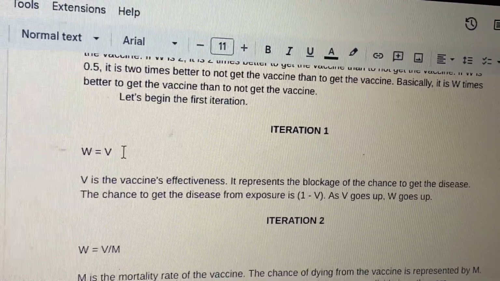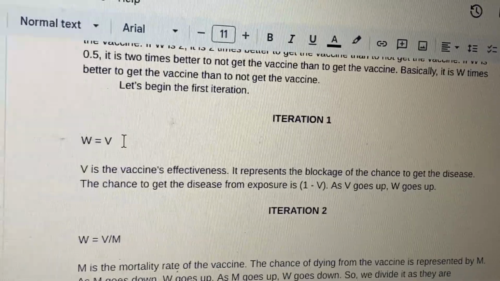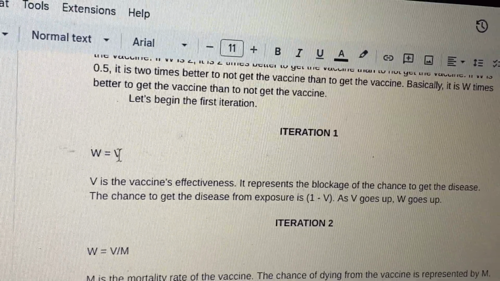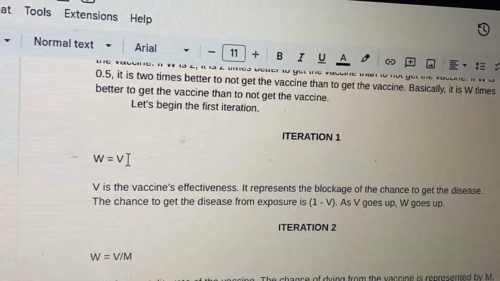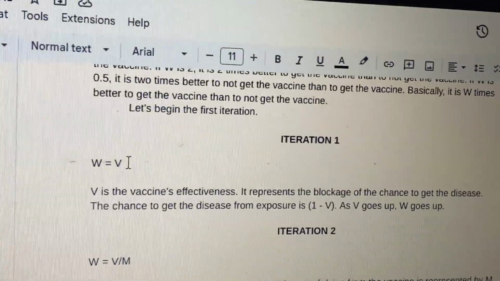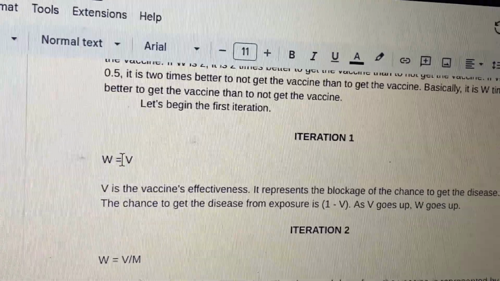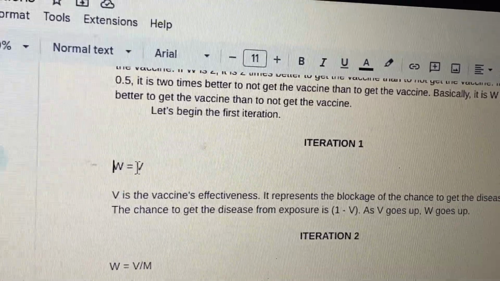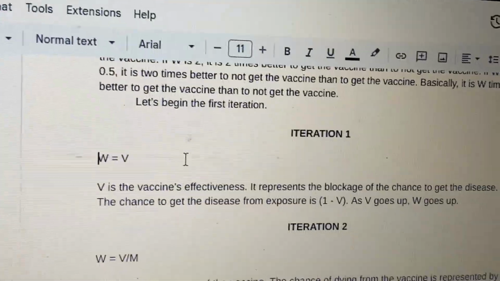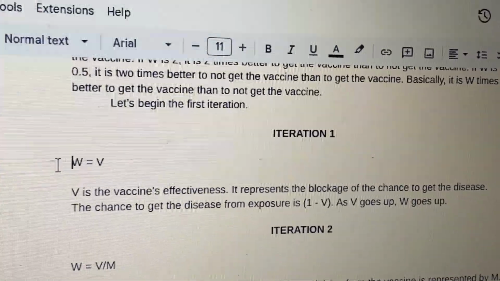So if the vaccine is 90% effective, that's going to be a better vaccine than a vaccine that is 40% effective, because 0.9 is going to be greater than 0.4, so W is going to go up as V goes up. They're proportional, so they're equal to each other here.